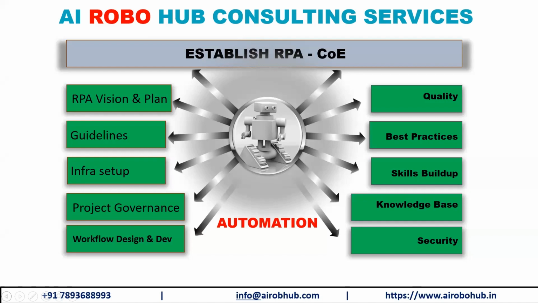We can define guidelines on how to set up infrastructure, what kind of project governance is required, how to develop the workflows, what kind of quality measures we should take, what best practices we can implement, how we can build skills, how we can manage the knowledge base, and what kind of security mechanism we can define. With that centralized, we can provide the POC so that the business units and departments that want to implement RPA, instead of spending their own effort, can take these and implement RPA in their respective departments. That is the main role of the Center of Excellence, which I am going to explain in the training. Okay?